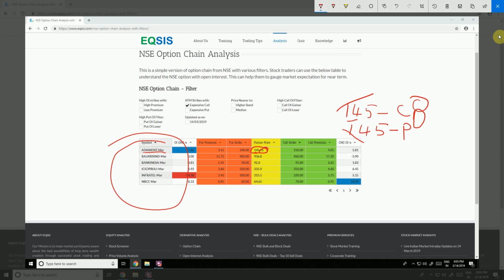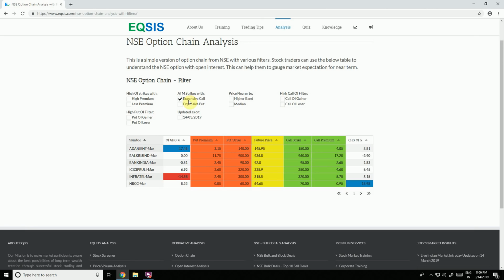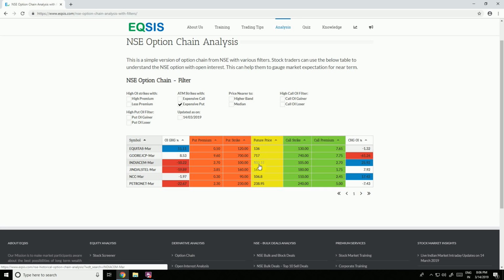Let's go back to the old example here. By any chance, if I go for put options, look at this one. It's 136 or 102, 165.9. Now let me talk about Jindal Steel. If you look at Jindal Steel, let me take a snap again.